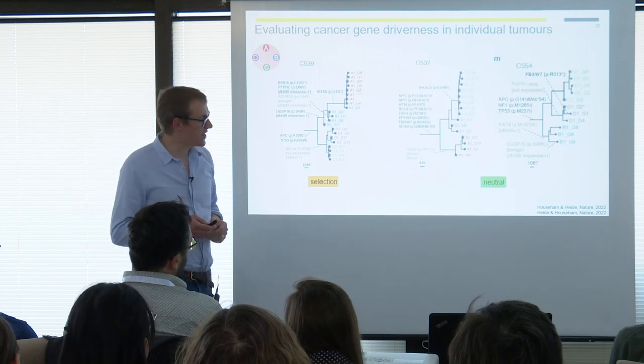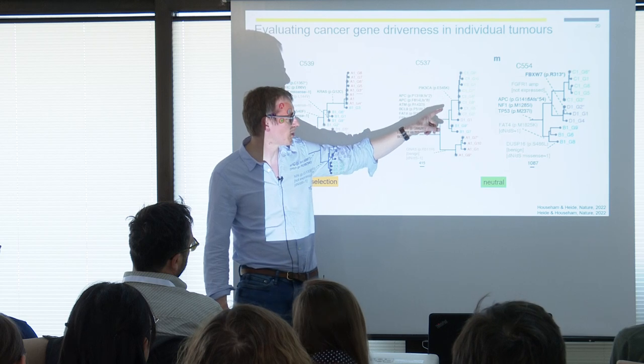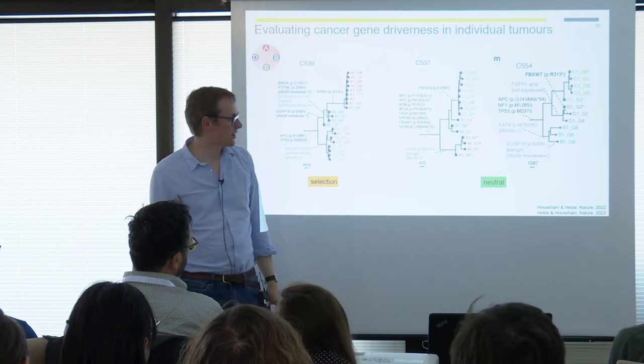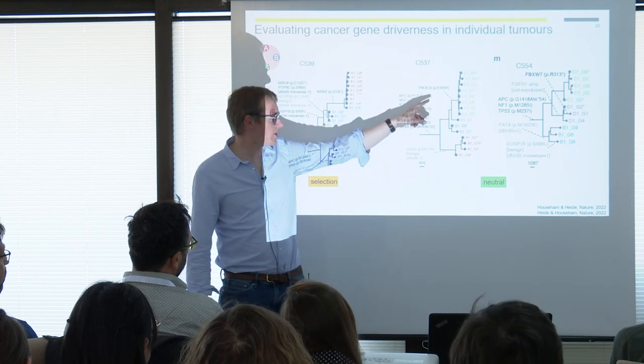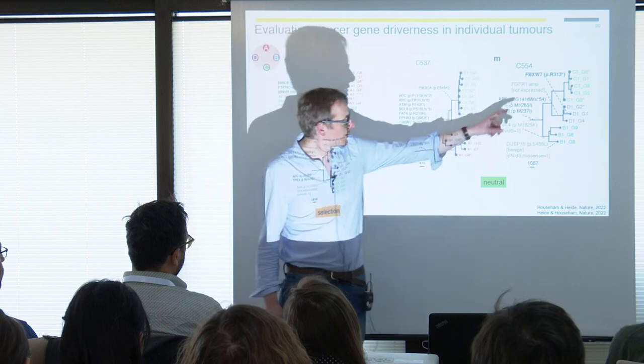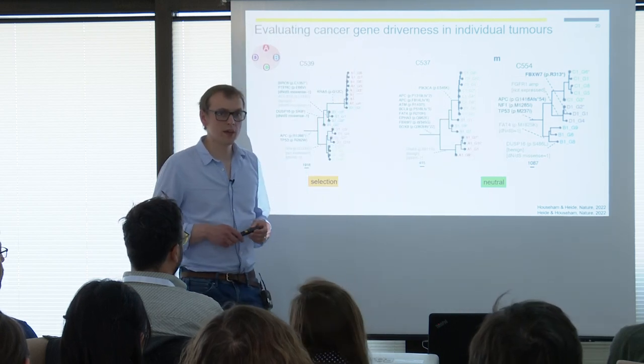But then there's some of the other cases. This is an interesting one. There's a PI3 kinase mutation here. It's in a hotspot thought to be functional. But here the inference doesn't say there's likely to be selection. So this is potentially a passenger alteration despite being a driver in other cancers. And then in this cancer, there's lots of mutations in interesting genes, and the inference calls them neutral.